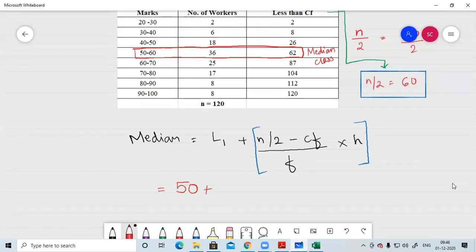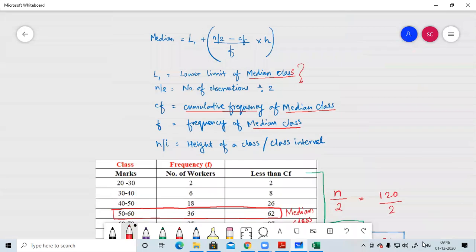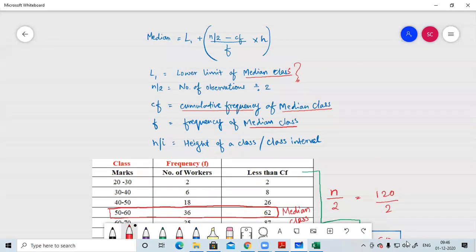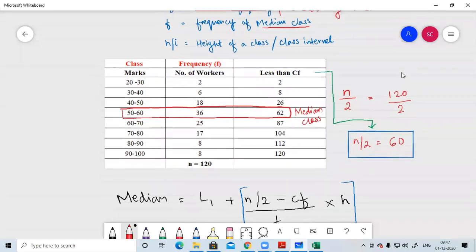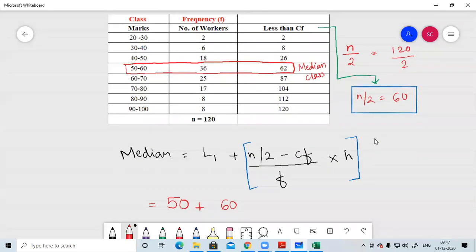Now n by 2 we calculated is coming to 60, right? CF. What does CF in this stand for? Cumulative frequency preceding the median class. Oh sorry, I wrote here of median class. Kindly excuse me. This is cumulative frequency preceding the median class. What do you mean by preceding? The one which comes before, pehle wala. So our median class cumulative frequency is 62. What is the one preceding that?